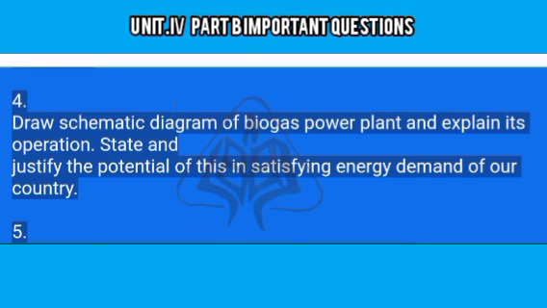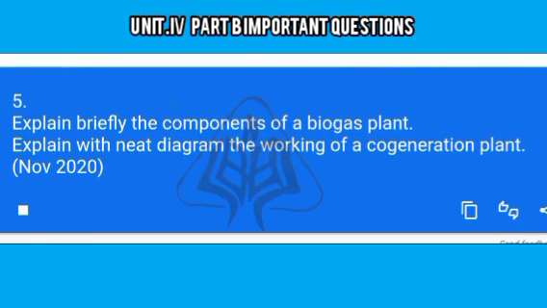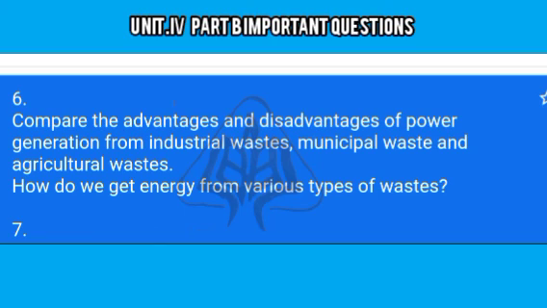State and justify the potential of this in satisfying energy demand of our country. 5. Explain briefly the components of a biogas plant. Explain with neat diagram the working of a cogeneration plant. November 2020. 6. Compare the advantages and disadvantages of power generation from industrial wastes, municipal waste and agricultural wastes.